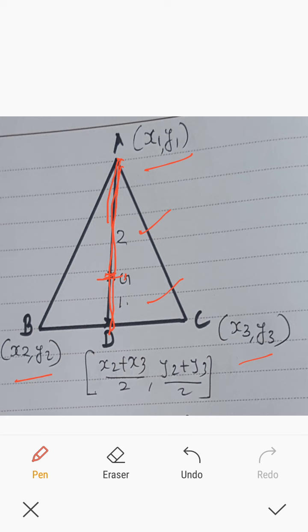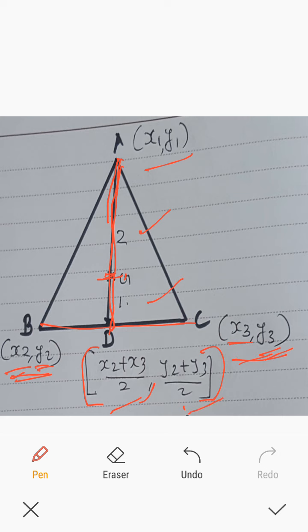Now, what are the coordinates of D? D is the midpoint of the side BC. So, by the midpoint formula, the coordinates of D are x2 plus x3 by 2, and the y coordinate is y2 plus y3 by 2. We have already derived a formula for finding the midpoint of a line segment. Here the coordinates of B are x2, y2 and C are x3, y3, so the midpoint joining those two points will be x2 plus x3 by 2 as the x coordinate and y2 plus y3 by 2 as the y coordinate.